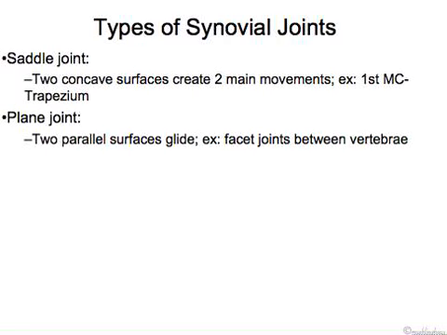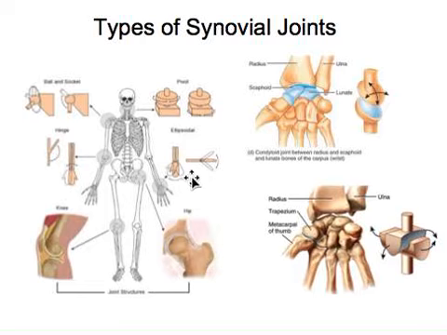And then the saddle joint, that's a kind of weird looking thing, is when two concave surfaces create two main movements. We have that, for example, in the first metacarpal and trapezium joint, which is right here in the wrist. See right here, that's the thumb. The thumb is one of these, and the trapezium is the other one. They move this way or this way, but not in circles. So it's kind of goofy that way.